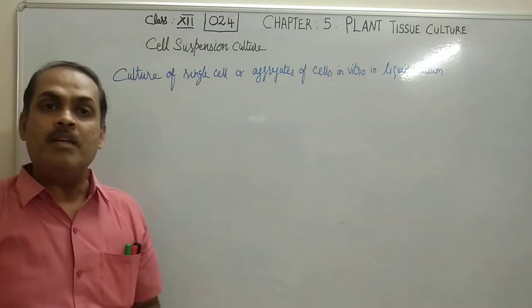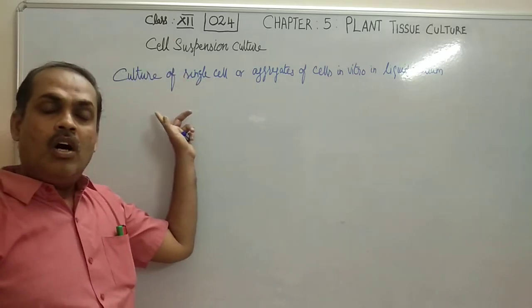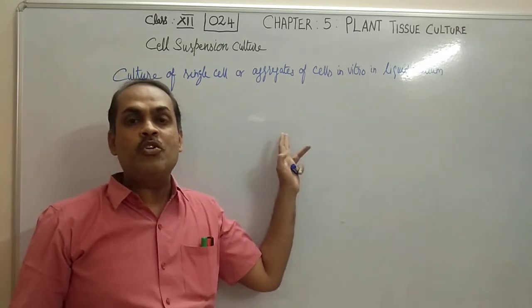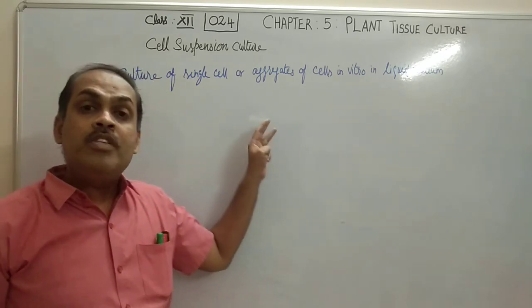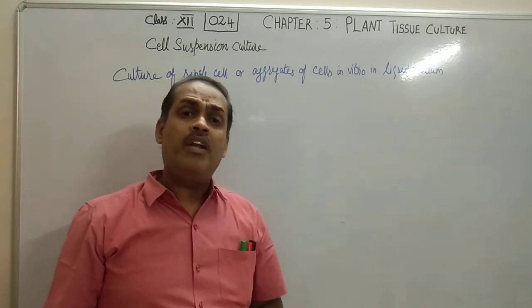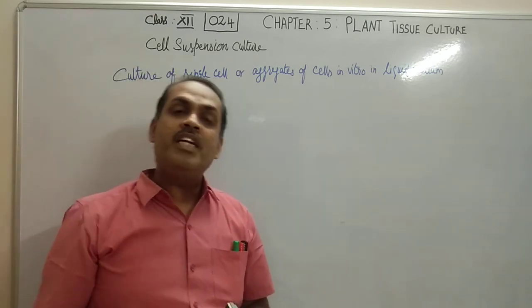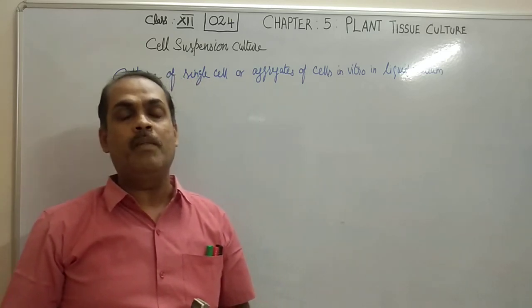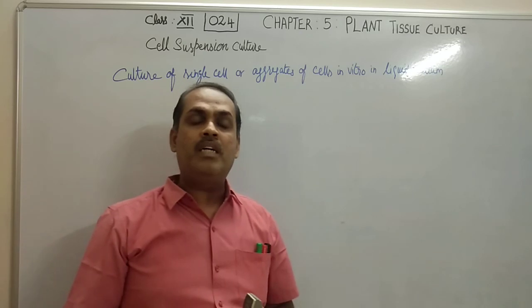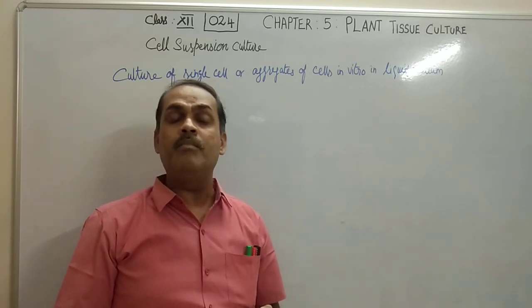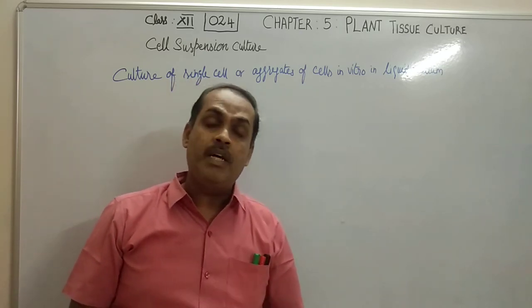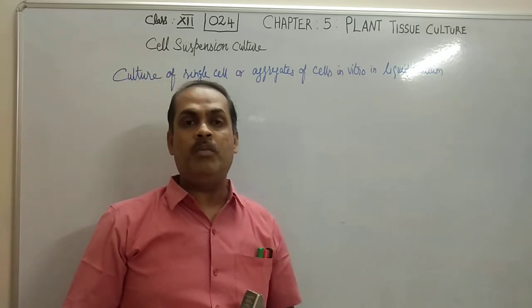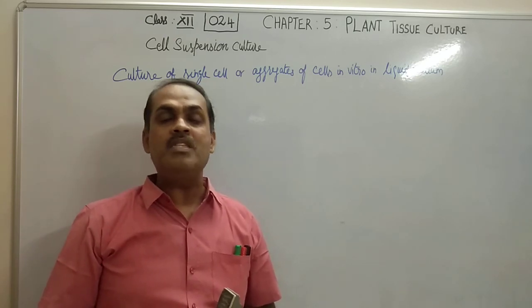Now let us understand the meaning. Growing or culture of a single cell or group of cells in vitro. In vitro means inside the lab using liquid medium. It's called as cell suspension culture. We have studied various medium. MS medium is preferably used because it is a liquid medium. We have studied various other medium like Gamborg medium, Nitsch medium, White medium, agar-agar and so on. But in cell suspension culture we use preferably the liquid medium, so MS medium is selected.